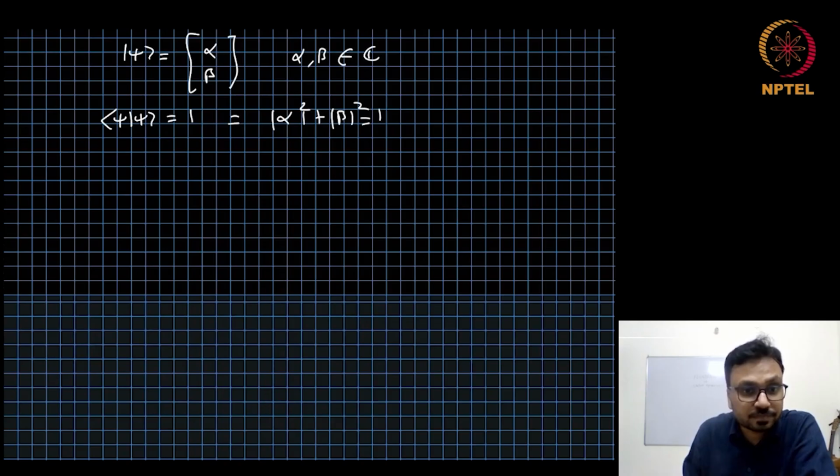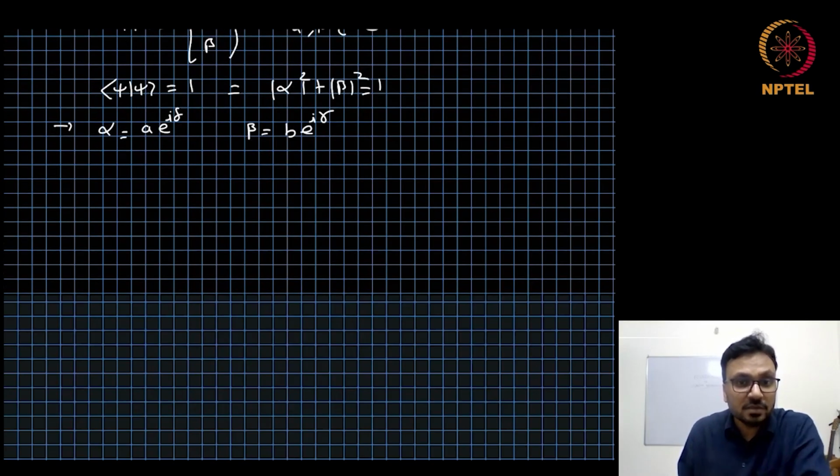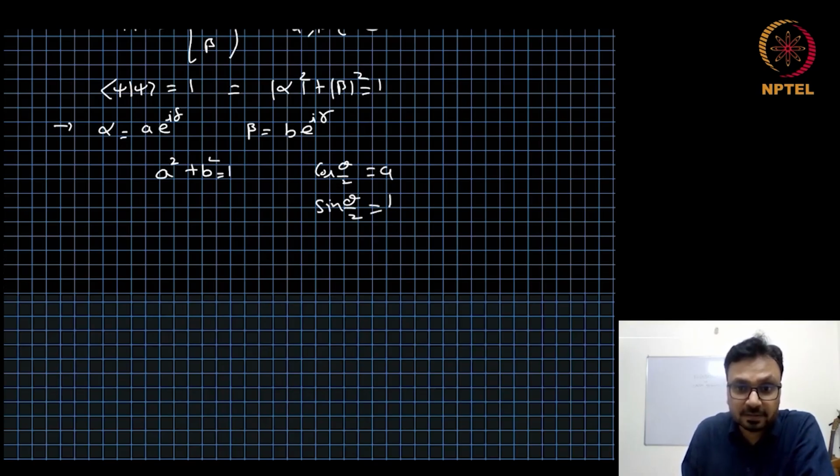That's the normalization condition. Now both alpha and beta are complex numbers, so we can write them in polar decomposition, like alpha equals A exponential of i delta and beta equals B exponential of i gamma, where A and B are real numbers, and delta and gamma are phases. In that way we can write any arbitrary alpha and beta in this form. So the normalization condition turns out to be A squared plus B squared equals 1. So instead of calling them A and B, we can just call them cos of theta over 2 is A and sine of theta over 2 is B.